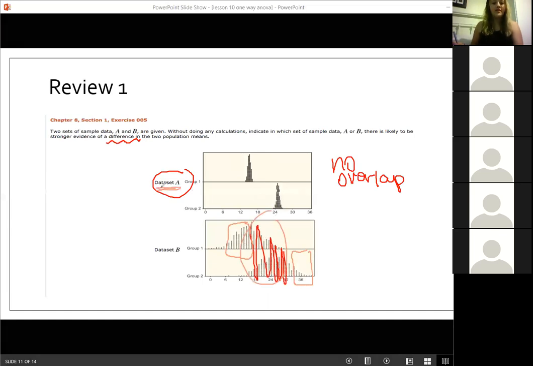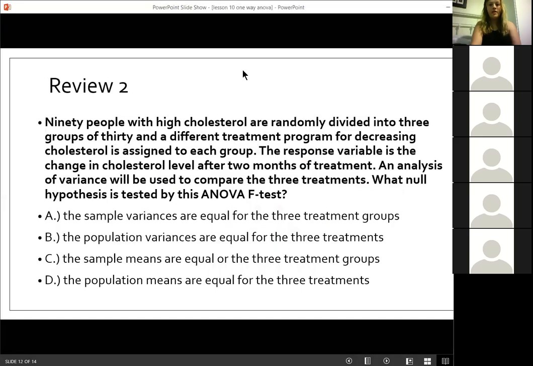So data set A is going to give us better evidence that there will be a difference between the two population means, because basically there's nothing in common between them, which is giving us that strong evidence. So data set A is the correct answer. Good job.